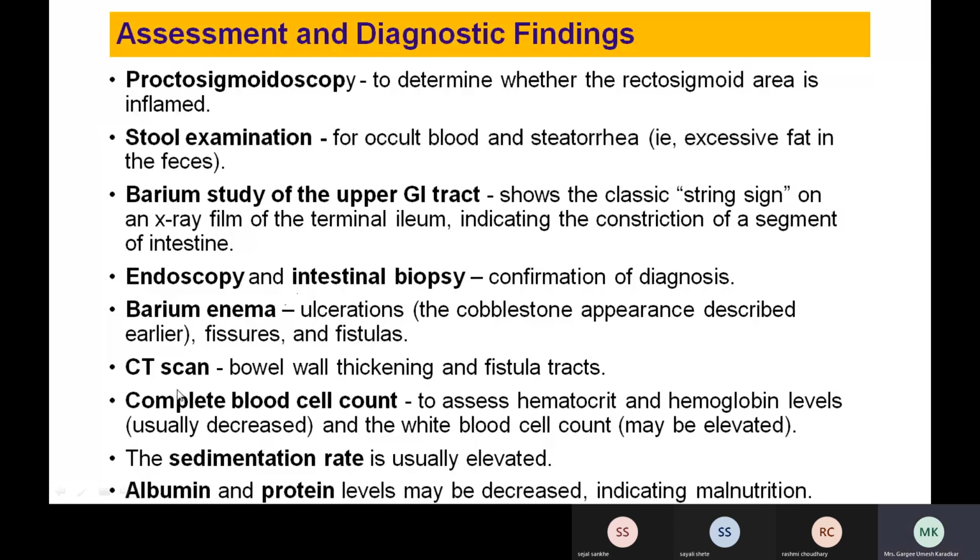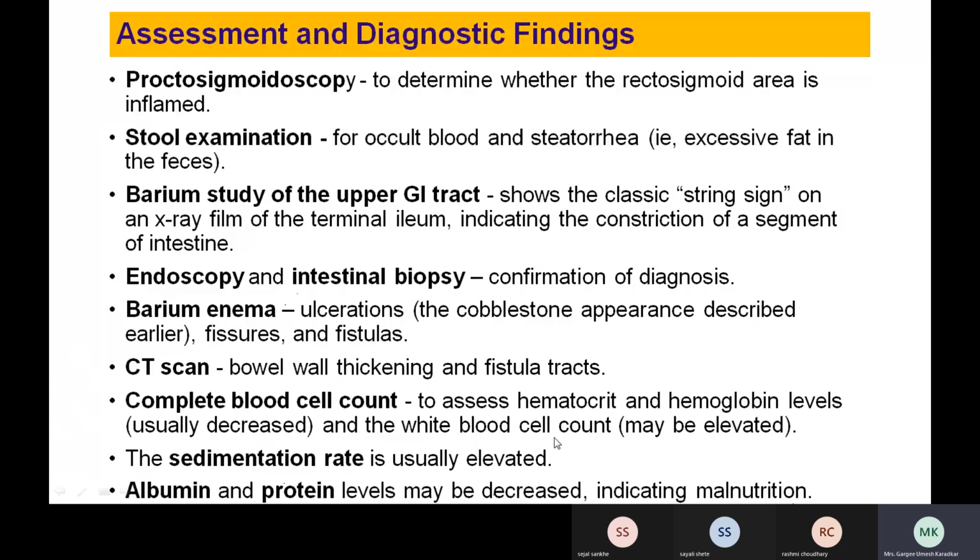Then the next test is the CT scan. Bowel wall thickening and fistula tracts can be detected in the CT scan. Also, a complete blood cell count can be done. This is to assess the hematocrit and hemoglobin levels, because the patient's nutritional deficiencies will be seen, so that will be checked with the hematocrit and hemoglobin values.